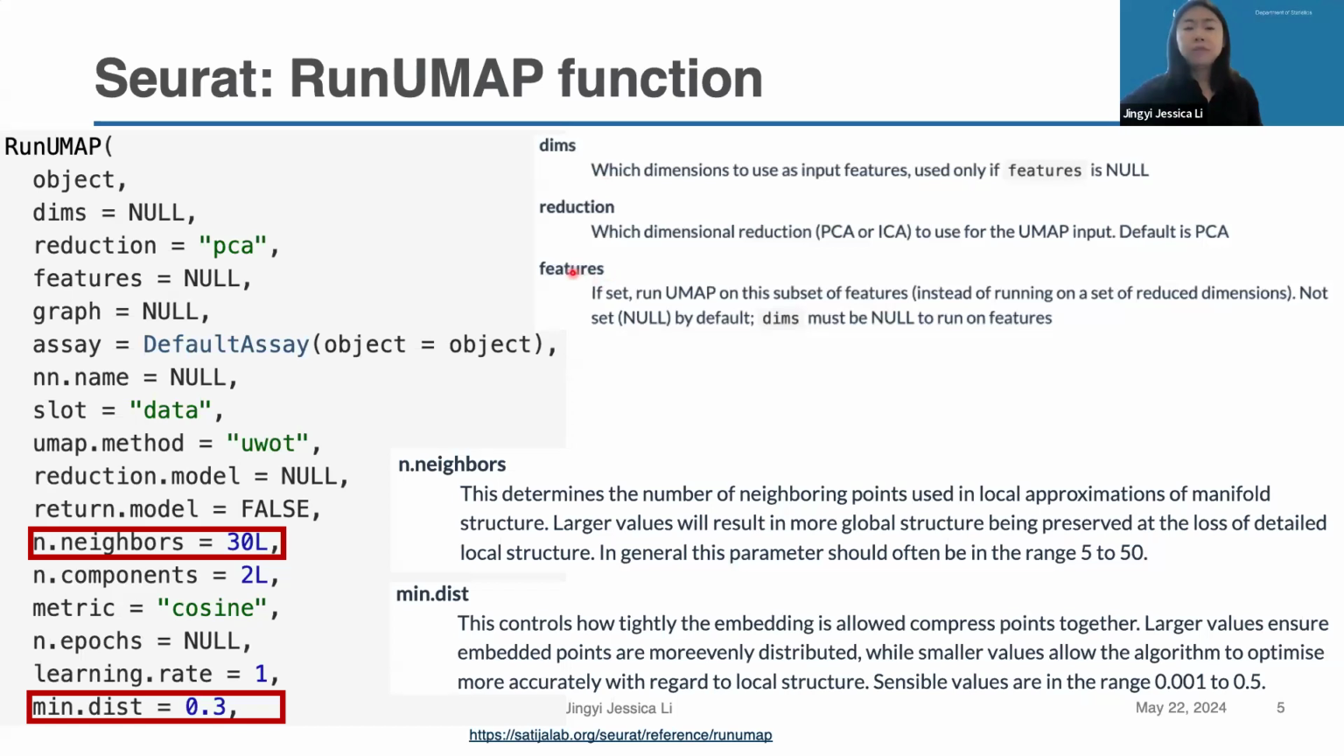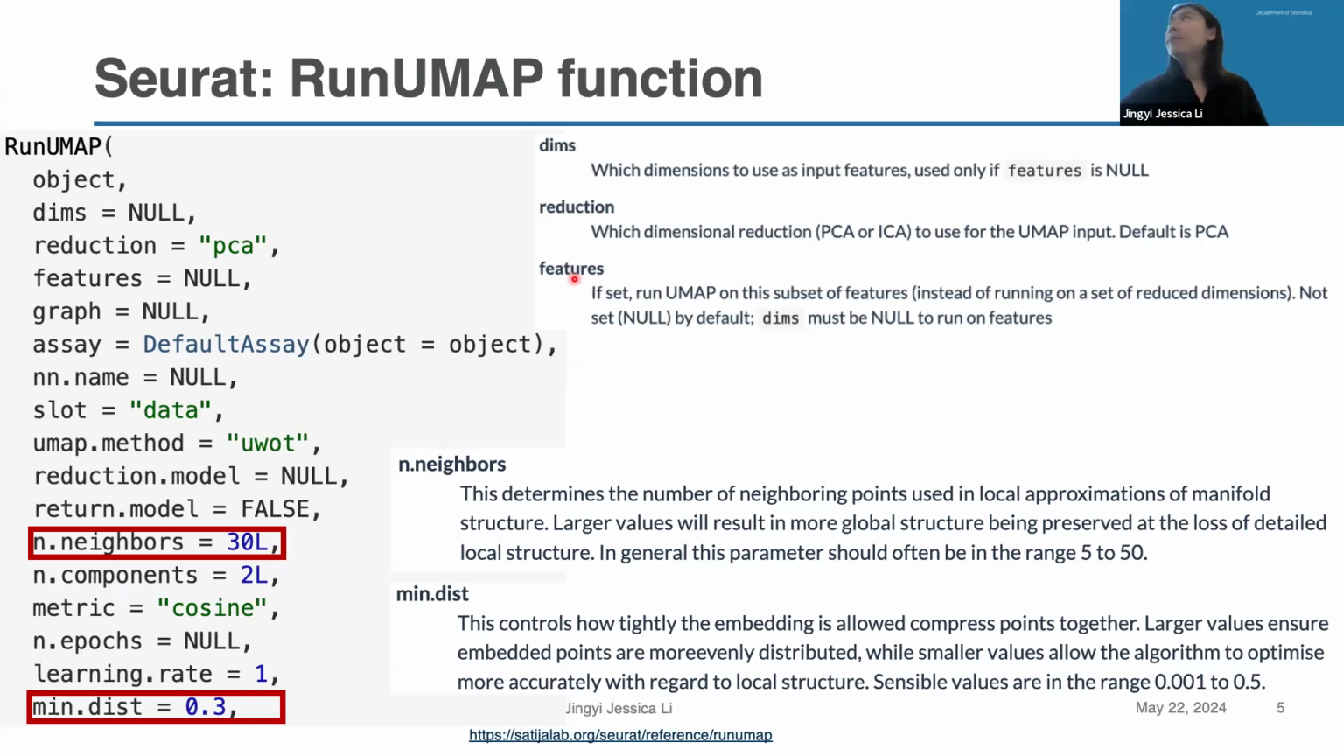But just as side information, if you set features to a character vector, then you can run UMAP on the subset of features instead of running on a set of reduced dimensions. So this means that you can input features here as the gene names. Then UMAP will just be run on the genes you include here instead of using PCA. So that's something for your information, but we rarely use that unless your data is originally low dimensional.